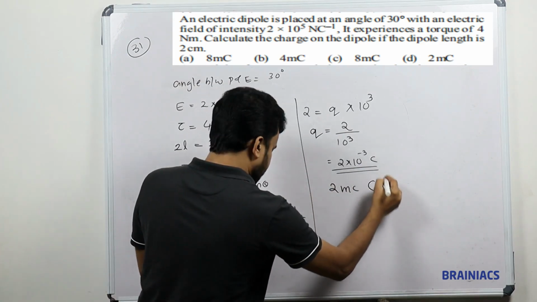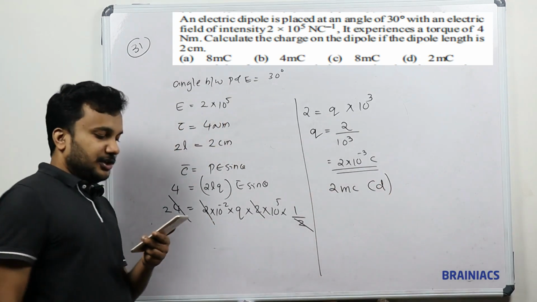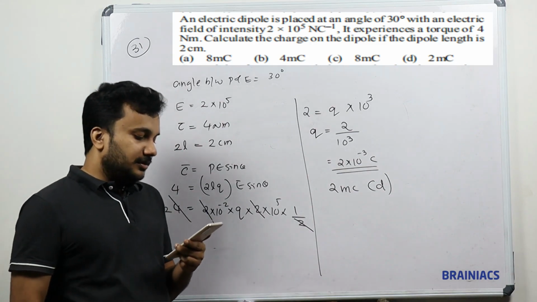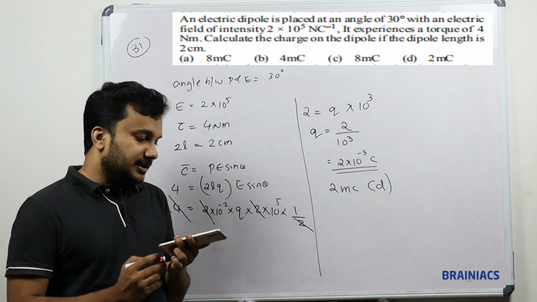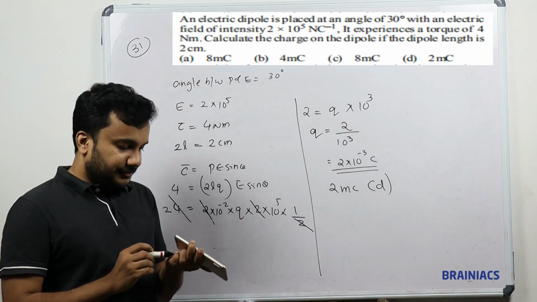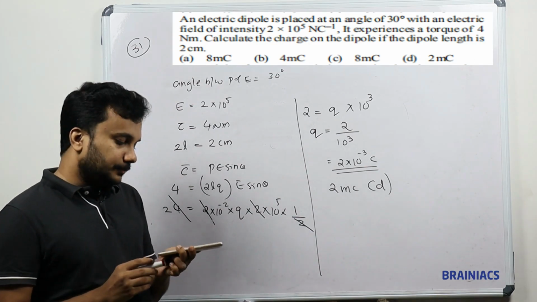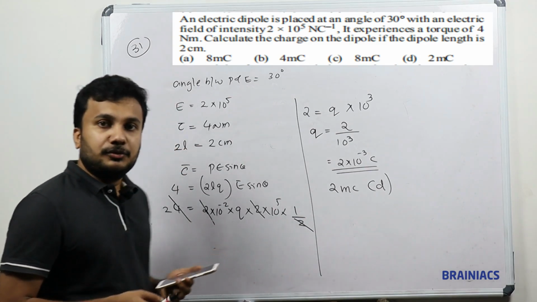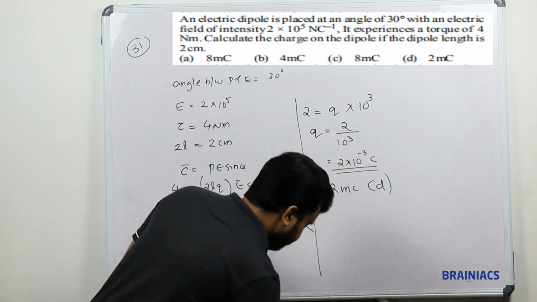This is given in your option number D, in terms of millicoulomb. So the answer to question 31 is D. Okay, we'll move to question number 32.